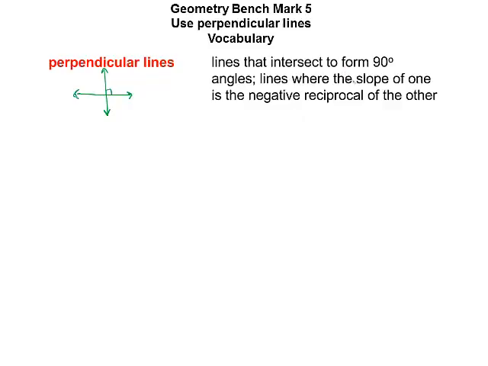Okay, so what that means is the slope of the first, if that one was, say, 3, then the slope of the second would be negative 1/3. So opposite and upside down. That's what negative reciprocal means.